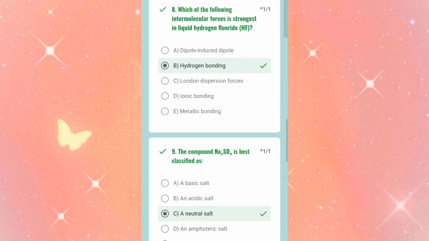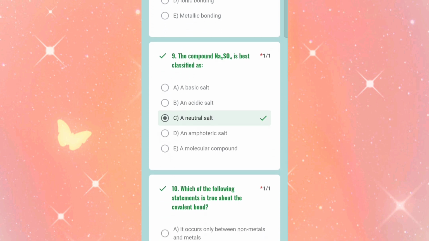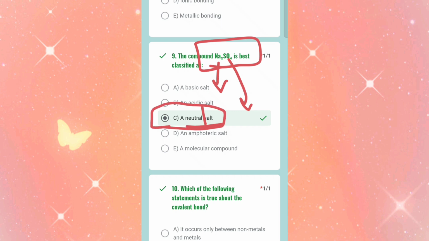The compound Na2SO4 is best classified as a basic salt, acidic salt, or neutral salt? This is a neutral salt. You can see here one ion is basic and one ion is acidic, so this is a neutral salt formed by the reaction of acid and base. This is a neutralization reaction and a neutral salt is formed.